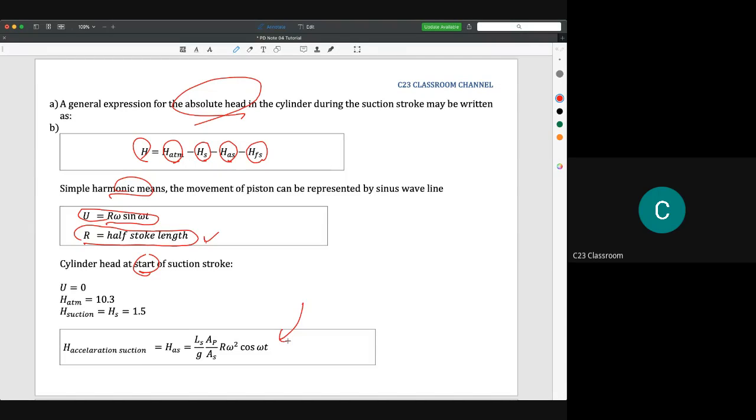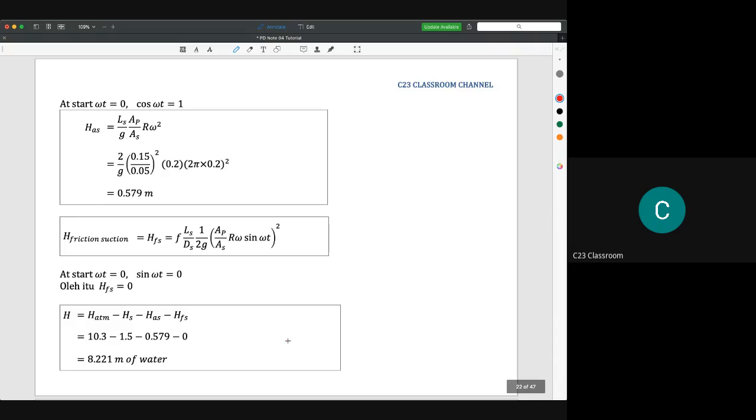We already discussed it previously, so this is the equation. Then we can calculate that at the beginning, cos omega t is equal to 1, so we have 0.579 meters as the acceleration head at the suction.